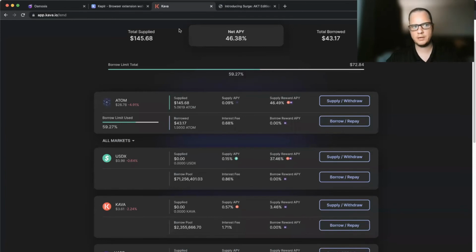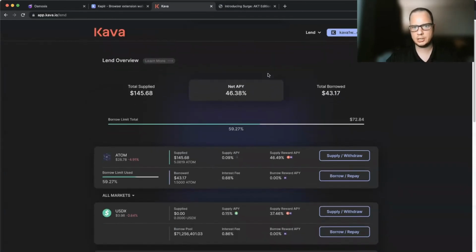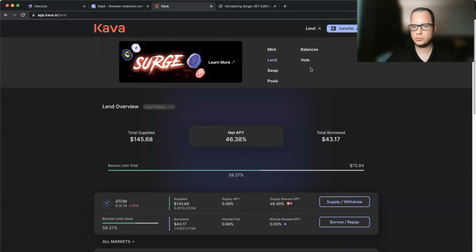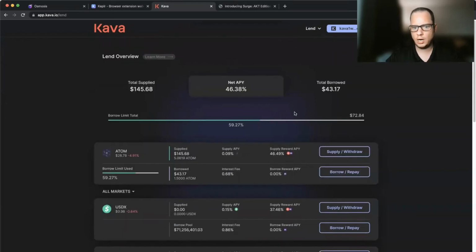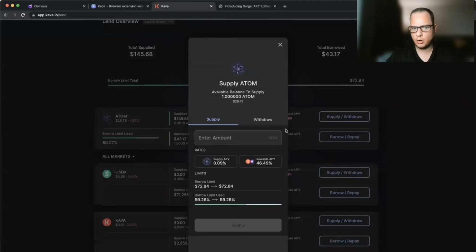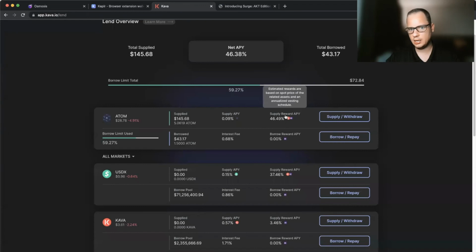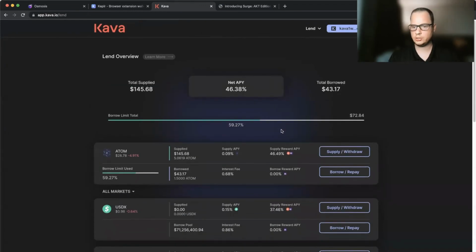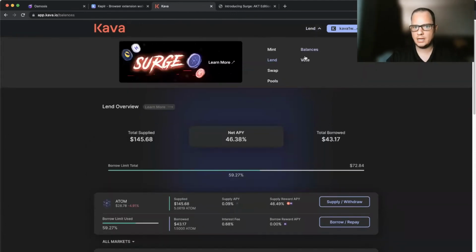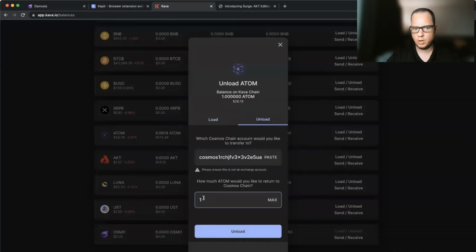And so now at this point, if you really wanted to, I could go ahead and take this back to my Keplr wallet, or I could loop it and supply that one ATOM again to get 46.49% interest. Or I could take that ATOM token and go to balances, and then I could unload one whole ATOM back to my Keplr wallet if that's what we wanted to do. And then by doing that, you could basically take it to other exchanges.